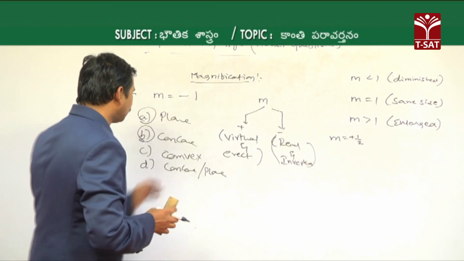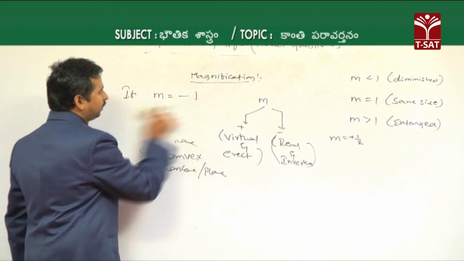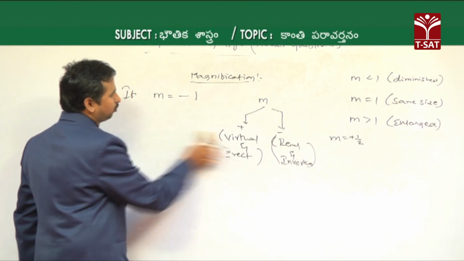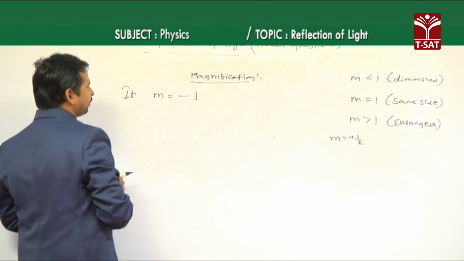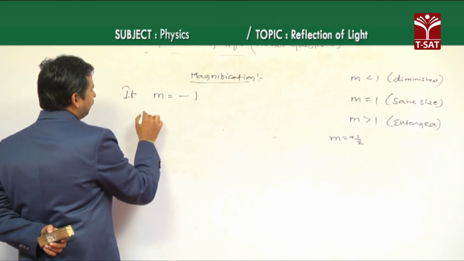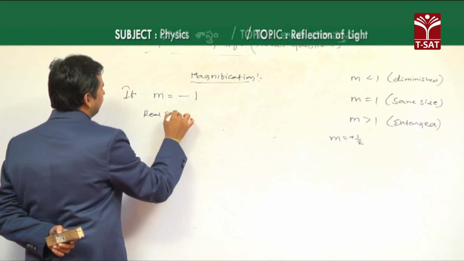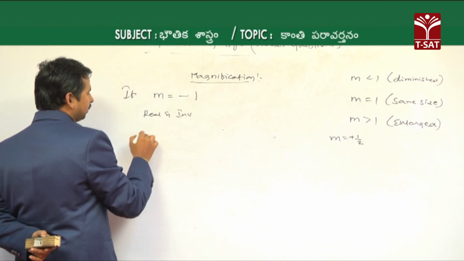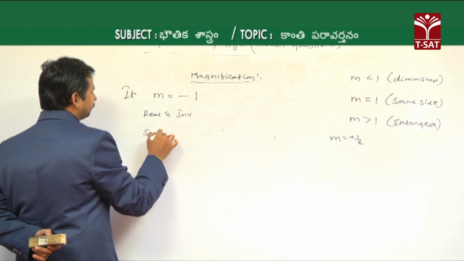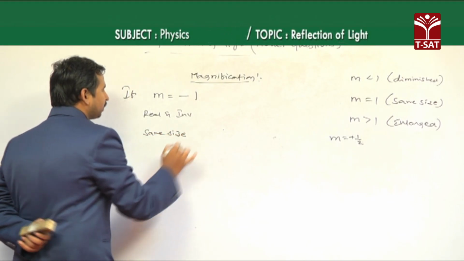Then if you see all the cases, whenever m is equal to -1, the minus represents real and inverted, and 1 represents that the size is the same.